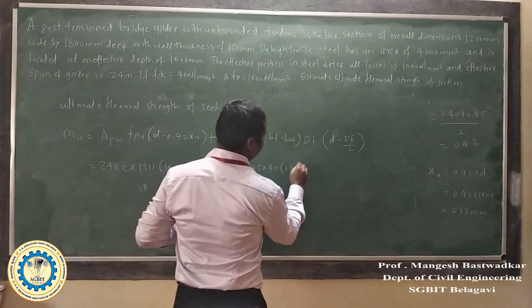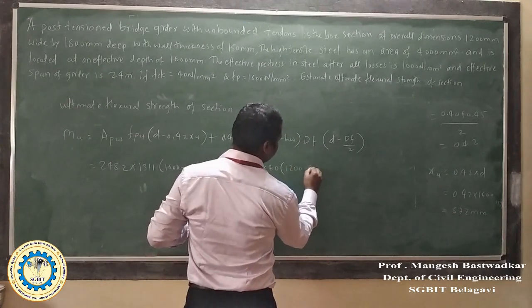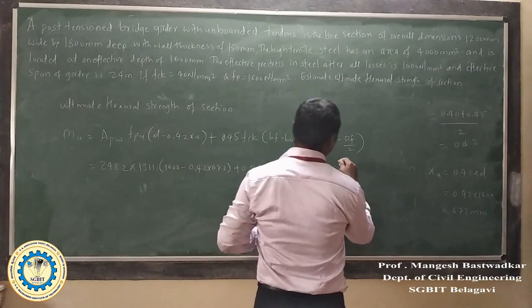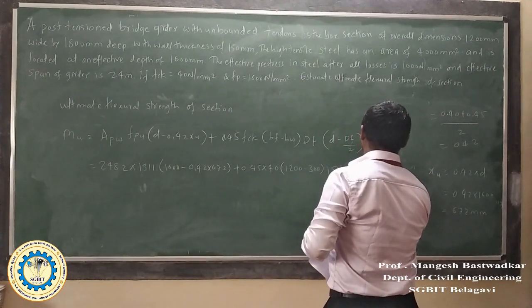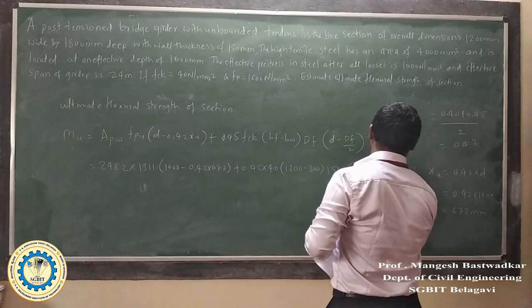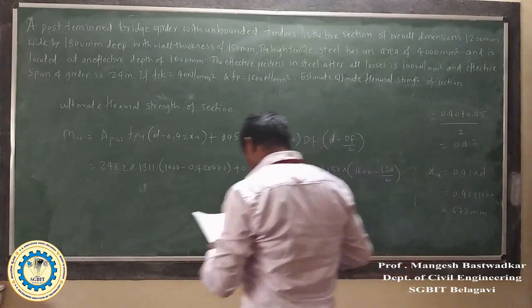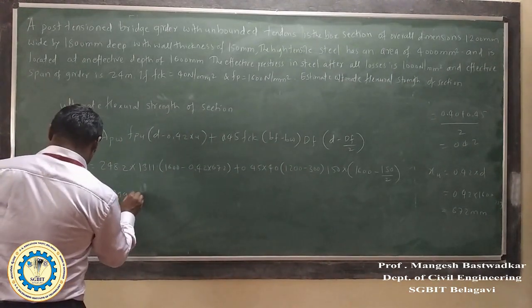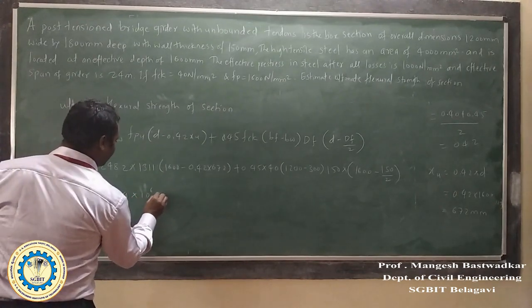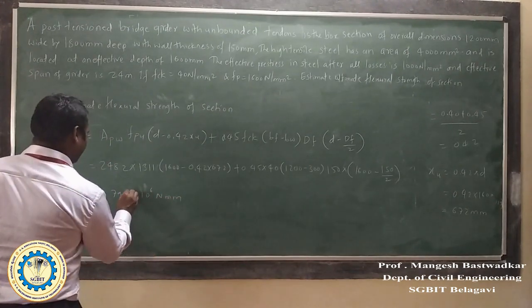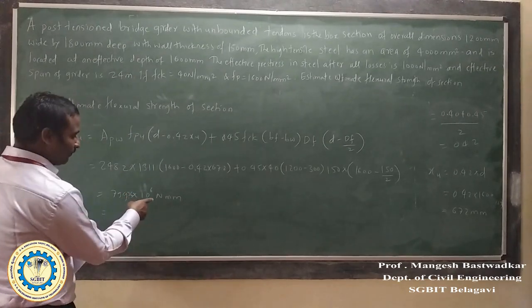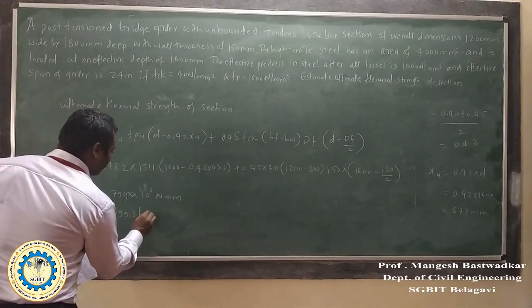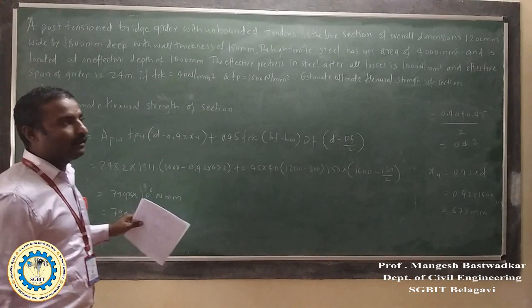Width of the flange is 1200. Then width of the rib is 300. Then depth of the flange is 150, into D minus DF by 2, 150 by 2. So we'll get this value, 799.3 into 10 raised to 6 Newton mm. If you divide by 10 raised to 6, then you will get 799.3 kilonewton meter. This is the final answer.